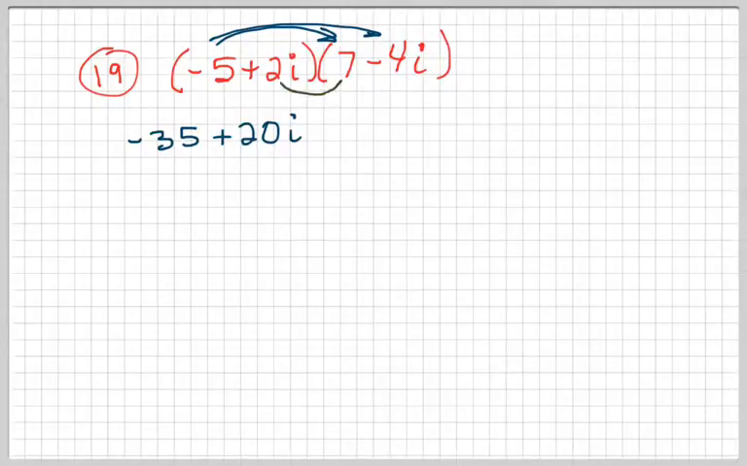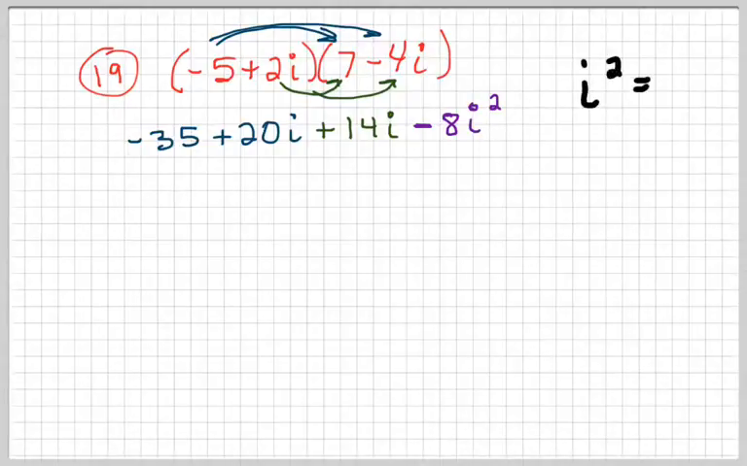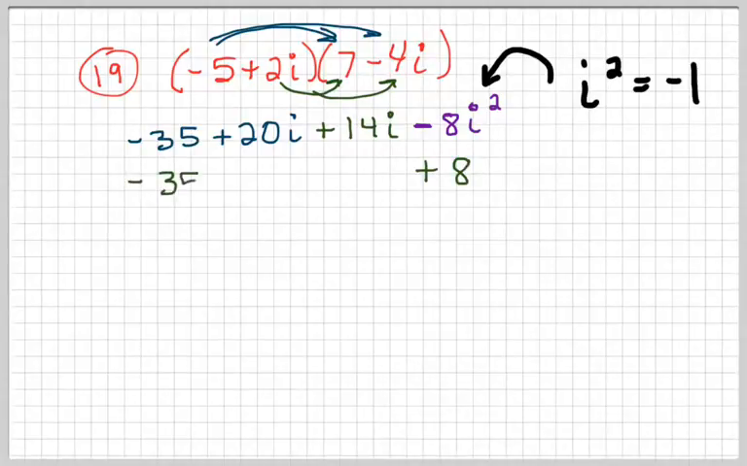Then we distribute 2i to both of those terms. 2i times 7 is 14i. And then the tricky one is 2i times negative 4i is negative. The 2 times 4 gives us 8, but the i times i gives us i squared. Now we have to know that i squared equals negative 1, and therefore that is negative 8 times negative 1, which is positive 8. So we've got negative 35.